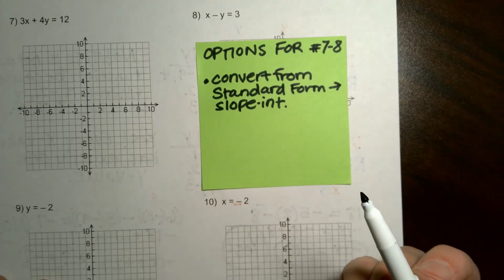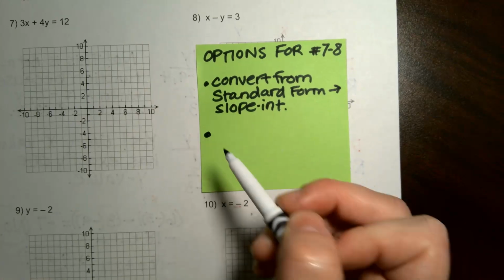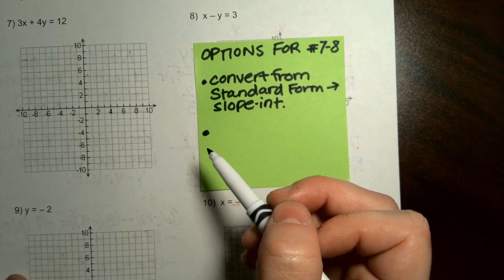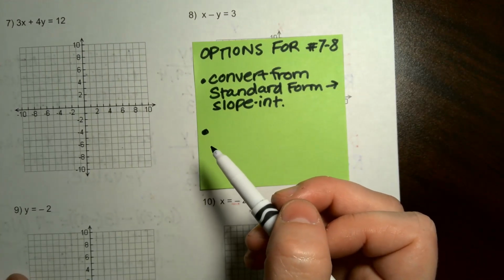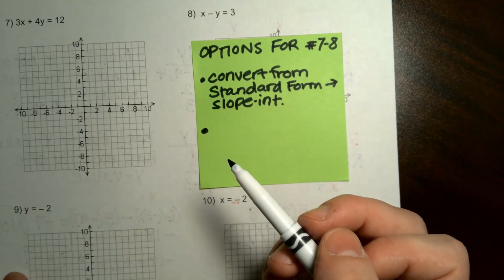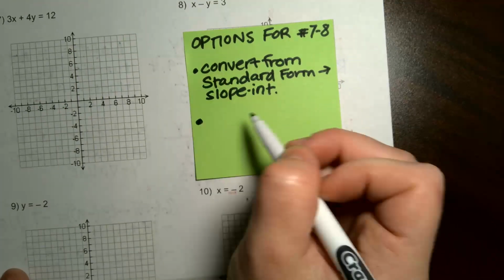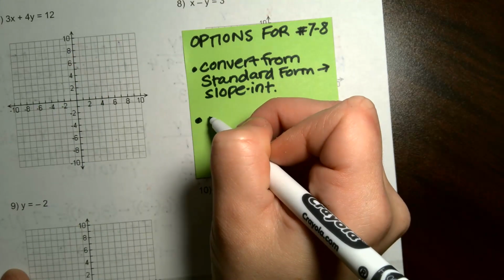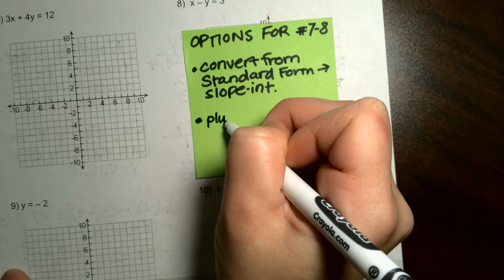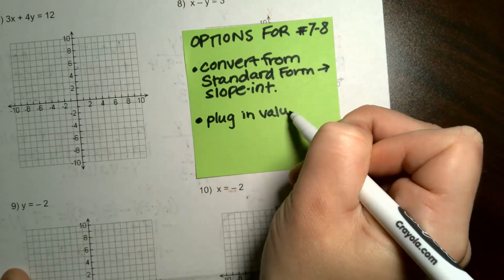Or, let's say you get to the quiz tomorrow and your brain feels like it's going to explode. Remember what we did before, where we would plug in a value for x, like 1, 2, or 3, and then solve for y, find a couple coordinates and graph? You could also do that. If you don't feel like converting, you could also plug in values for x and then solve for y.